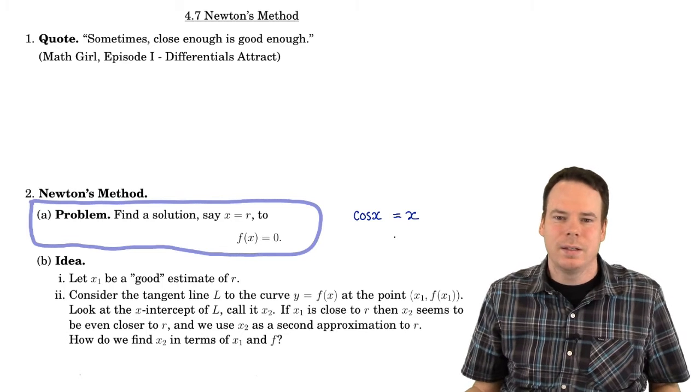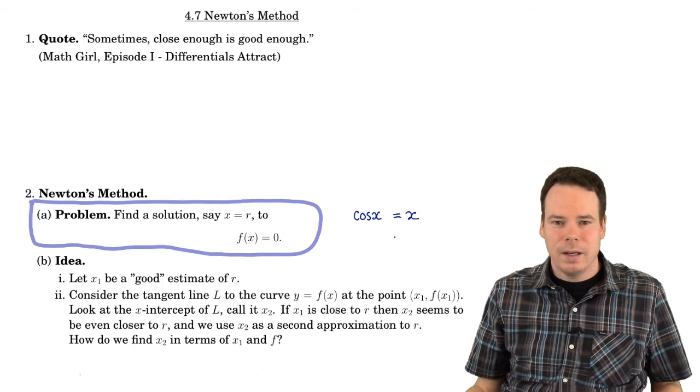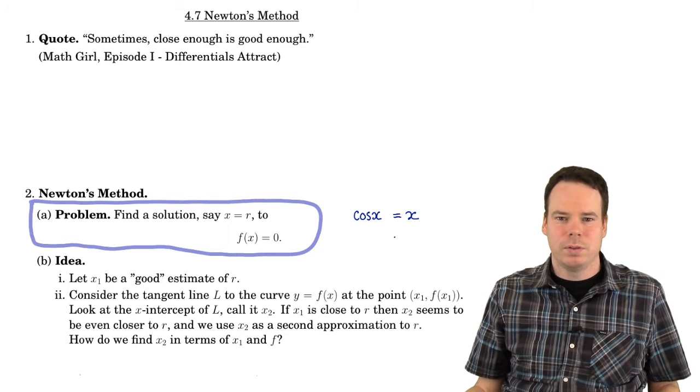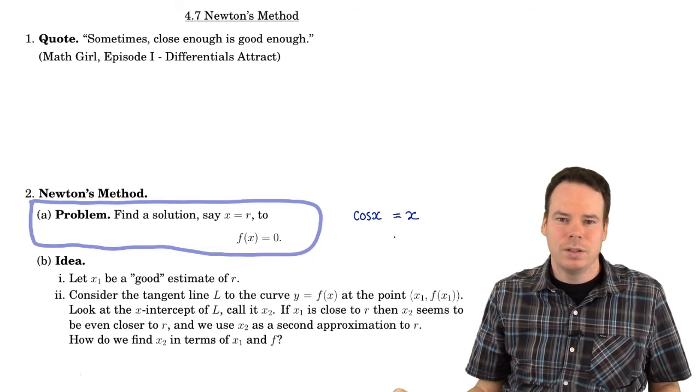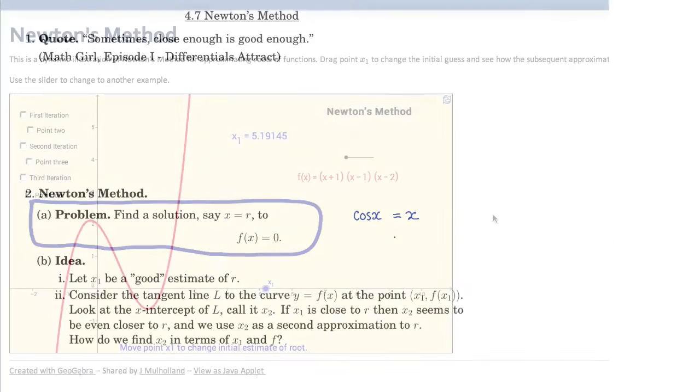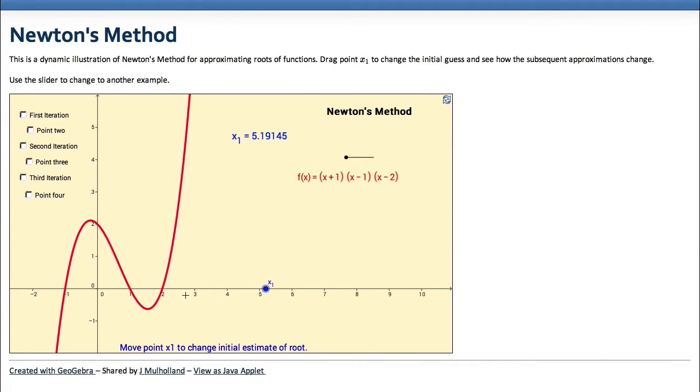So before we get into the nitty-gritty details, let's get a big picture point of view of what Newton's method actually is. And for this, we can use the applet that's available on the website. We have a function here in red. It's got 3 roots. I've chosen it so that we can easily see what the roots are: -1, 1, and 2. And I'd like to discuss the idea of how to approximate these roots.